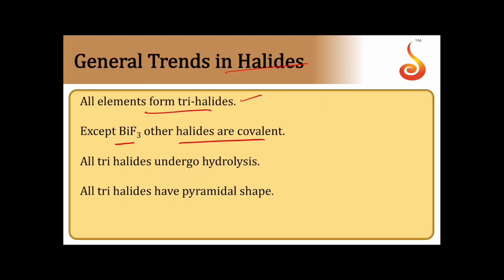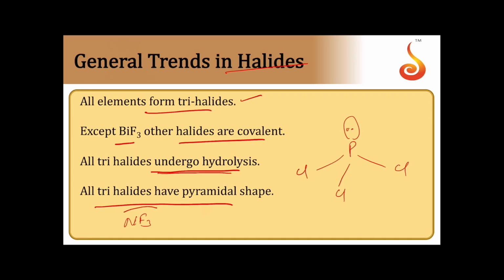All trihalides undergo hydrolysis, and all trihalides have a pyramidal shape. Suppose you take the PCl3 molecule, a trihalide: we have a pyramidal structure, with phosphorus and three chlorine atoms, and a lone pair of electrons present on it. So the molecule has a pyramidal structure. Among trihalides, all undergo hydrolysis except the NF3 molecule. NF3 is more stable and is reluctant towards hydrolysis.